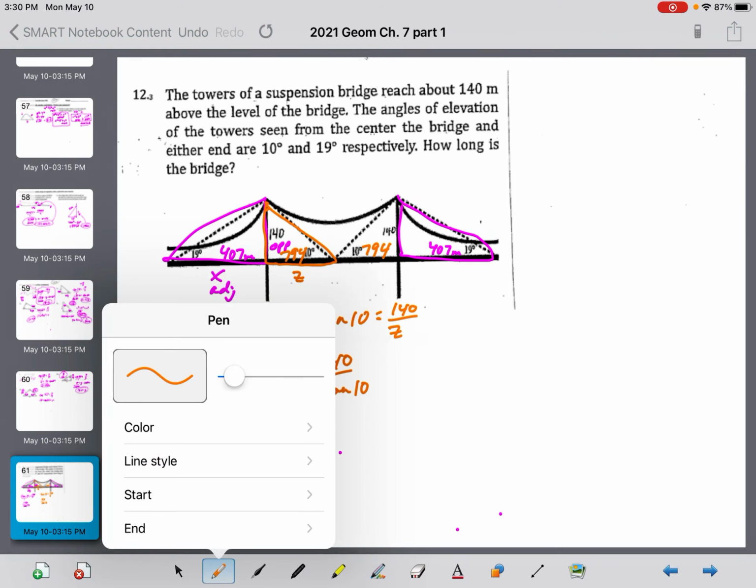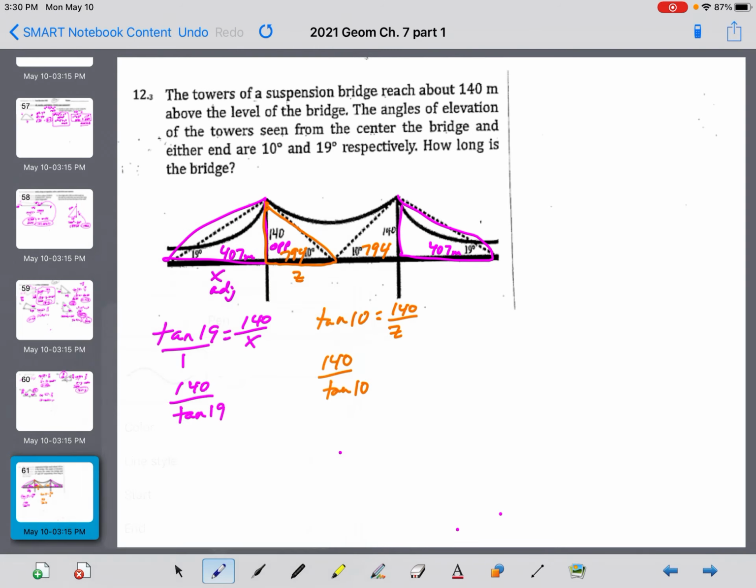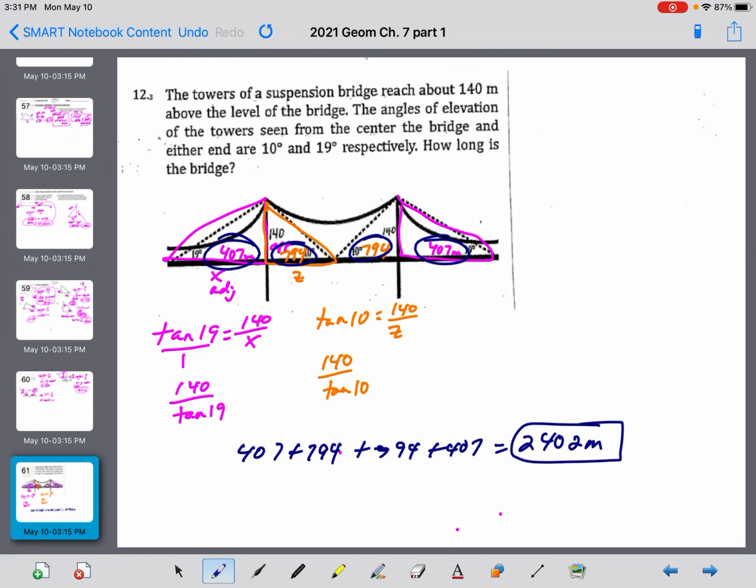So to finish this problem, you are going to take 407 plus 794 plus 407, or plus 794 plus another 407, because you got two of each. That, and that. And that's what you do. You add it all up, you get about 2,402 meters. So just a couple tangent problems with those estimates for the heights, and you have calculated the length across the span of the bridge. All right, that's it.